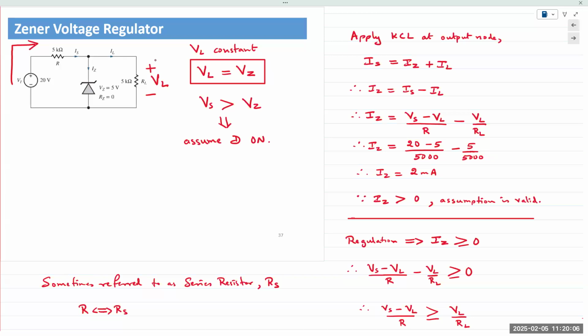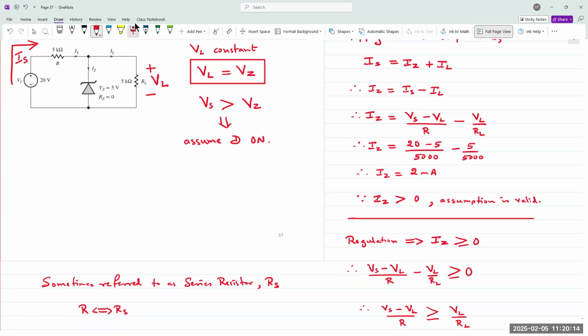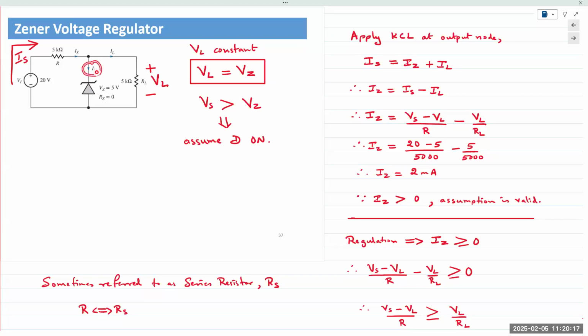So we have current IS coming from the supply, and that is split in two. One portion goes down here through the Zener diode, the other one goes to the load resistor. So let's say Vin changes, which is the supply voltage right here. If that supply voltage changes, what happens to the output voltage? That should also change, right? So if Vin increases, our output voltage would also increase.